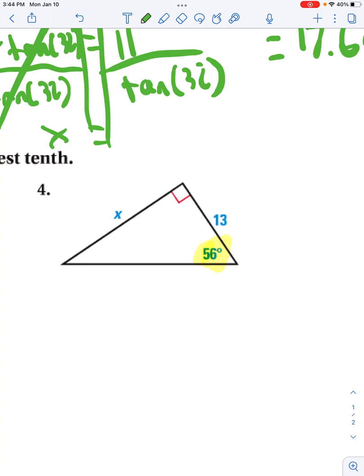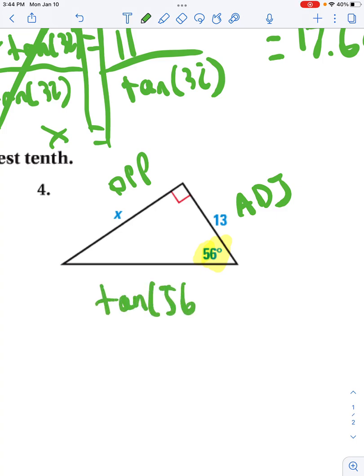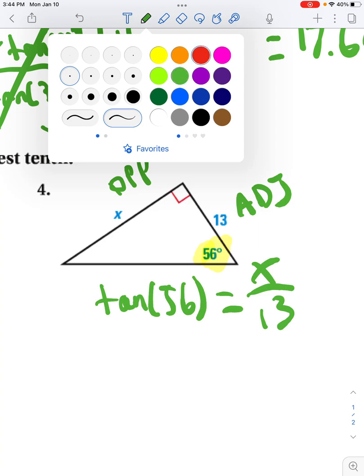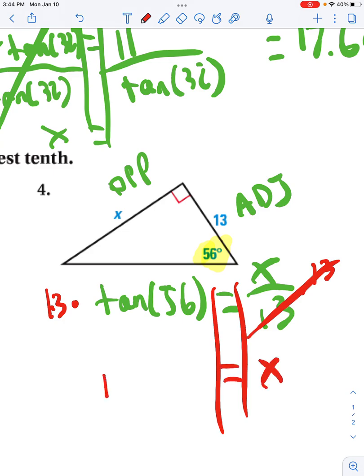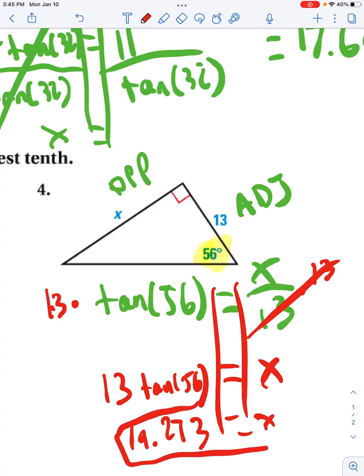All right, looks like we're going to keep using tangent, which is totally fine. Opposite, adjacent. This one's a little different because I get tangent of 56 equals x over 13. This time my variable's on the top, so all I have to do is multiply both sides by 13, and I'm left with x. So 13 multiplied by tangent 56 equals 19.273.